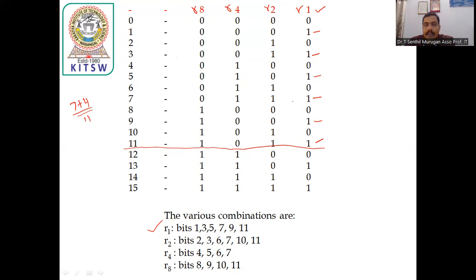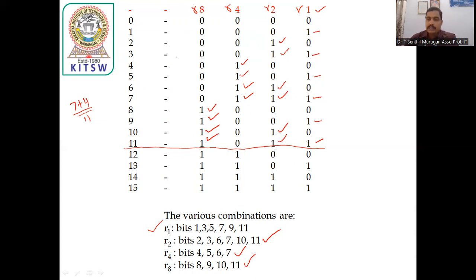Okay. Then R2, what is R2? Wherever 1 is there: 2, 3, and 6, 7, and 10, 11. So these are the positions I consider as R2. For R4: 4, 5, 6, 7. The remaining are all zeros. So 4, 5, 6, 7 positions I will take. For R8: 8, 9, 10, 11. So that is what I have taken here. Okay, so these are the bit combinations we will take.